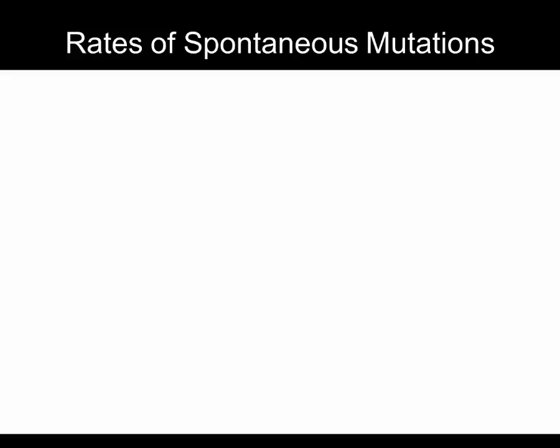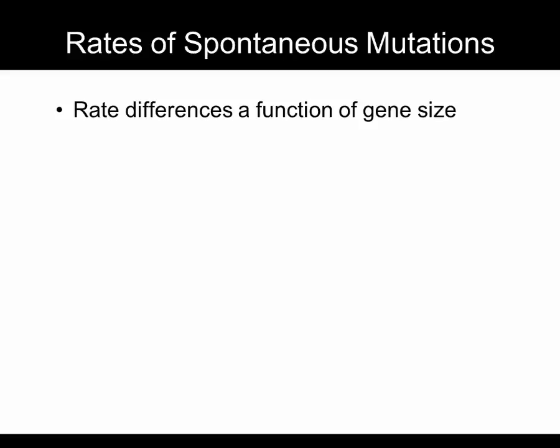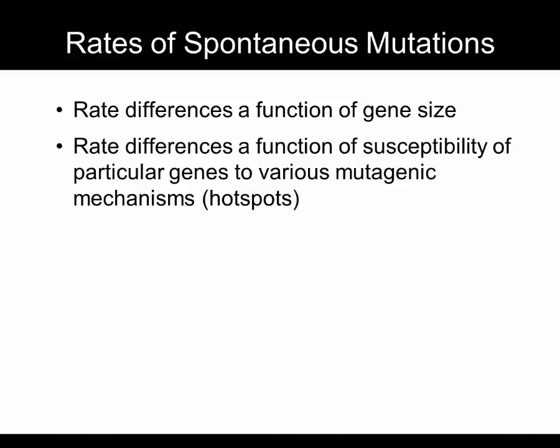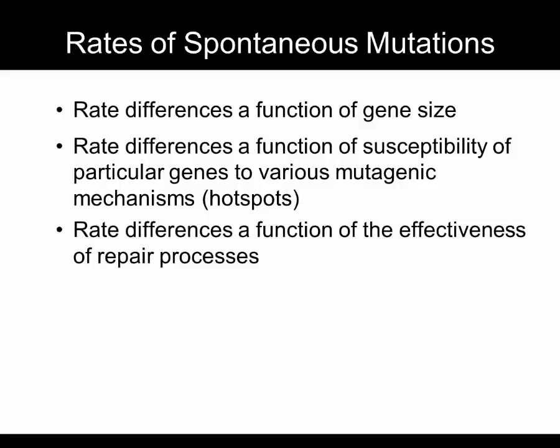There are many reasons that different genes can have different mutation rates. Gene size can play a role. The larger a gene, the more bases there are to be mutated. Some DNA sequences are particularly susceptible to mutations. These are called hotspots. Different organisms also have different effectiveness in their DNA repair processes.